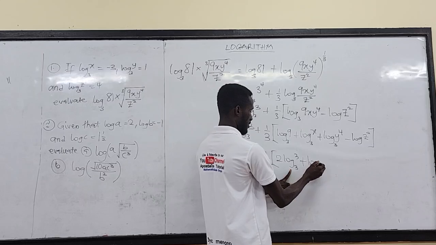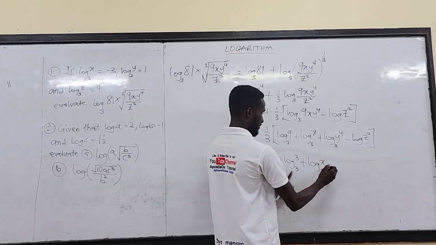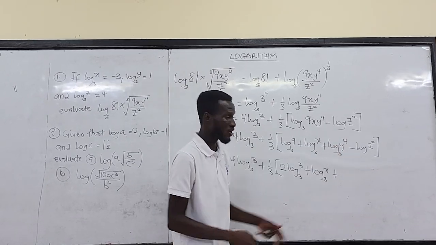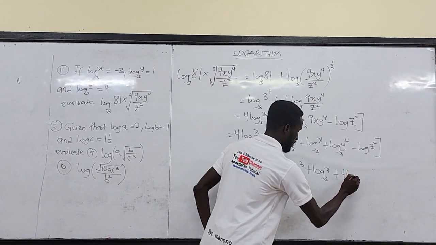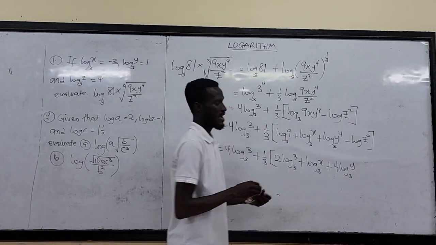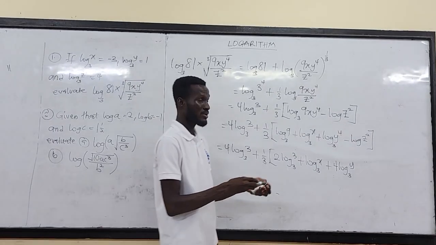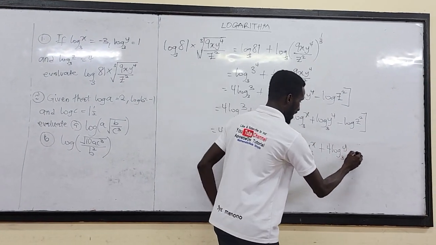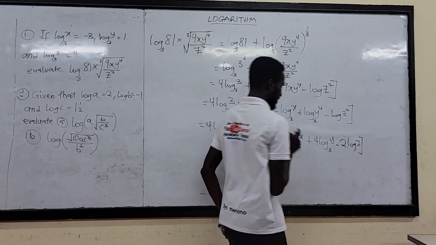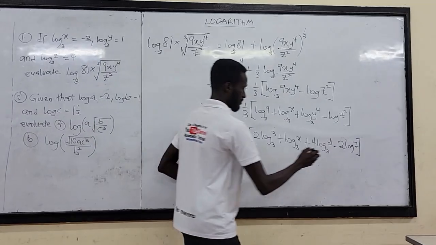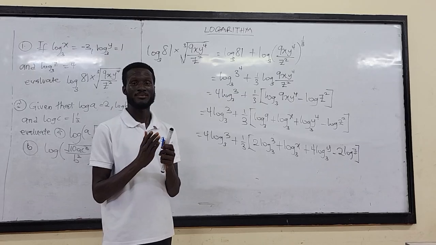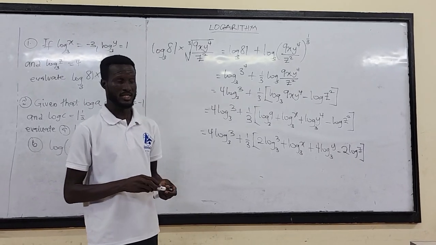Now plus log of x base 3, plus bring the 4 at the back of the log. We have 4 log y base 3, and then the last one over there, you bring the 2 at the back of the log. We got minus 2 log z. Now you see how simple the thing is. But I just have to open your eyes and apply the laws of logarithm and all the properties here.